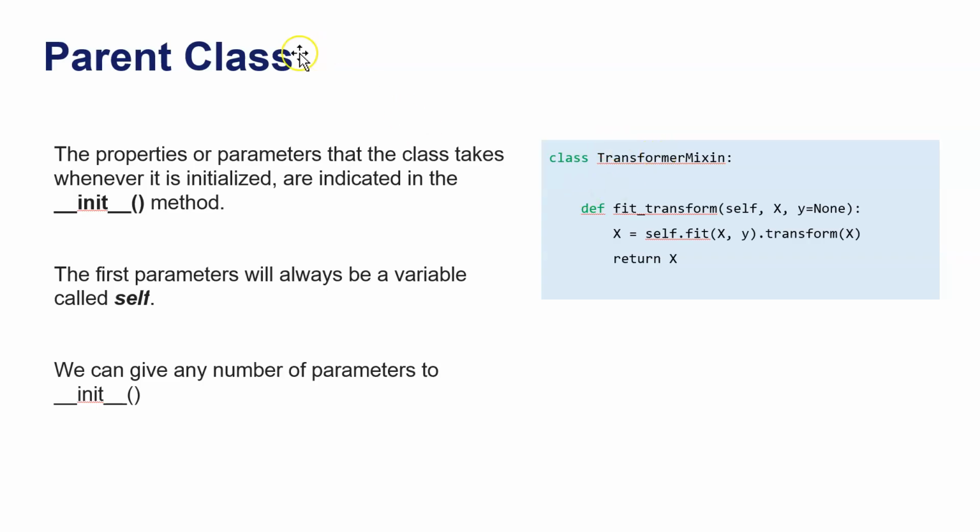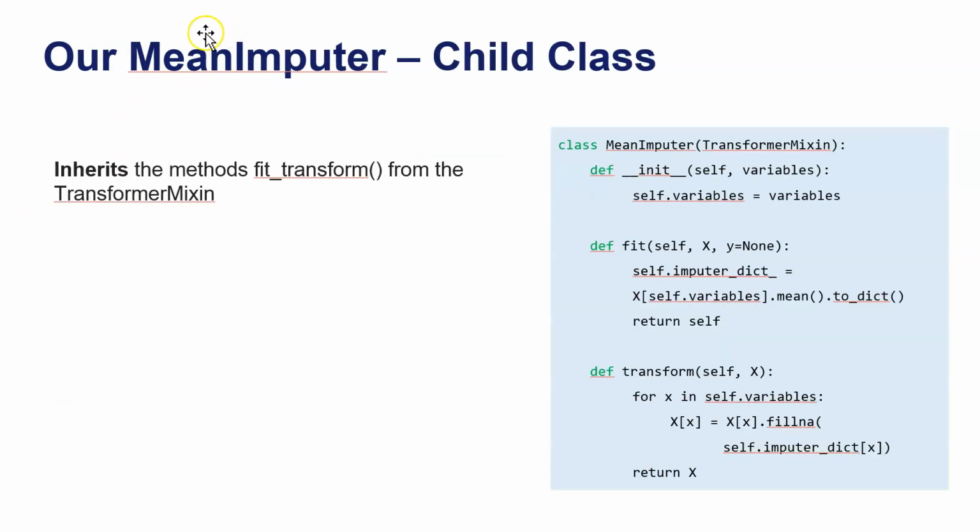This class is what is called the parent class. And a class that inherits this parent class is called the child class. In this slide, we're going to expand the min-imputer by inheriting the methods from the TransformerMixin. So here we define again the min-imputer that we created in the previous video, but now it will inherit the methods from the TransformerMixin that we created in the previous slide. So the min-imputer now is the child class because it inherits from the parent class TransformerMixin.